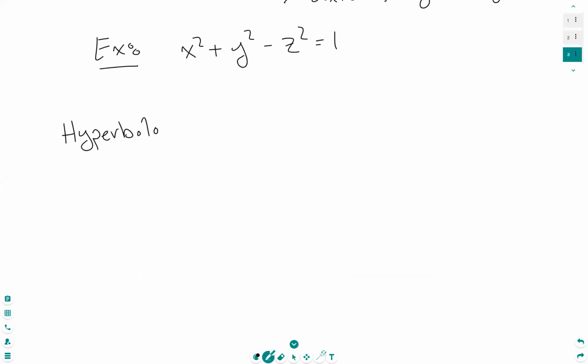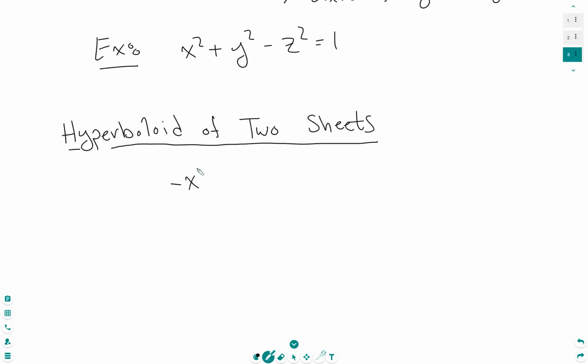A hyperboloid of two sheets. So this time our form will have a negative x squared over a squared, a negative y squared over b squared, and a negative c squared. Oh, sorry, it should be probably, I think this is positive, over c squared is equal to 1. So now this time we have two negatives rather than the one negative.